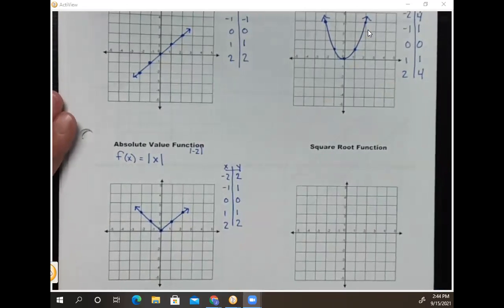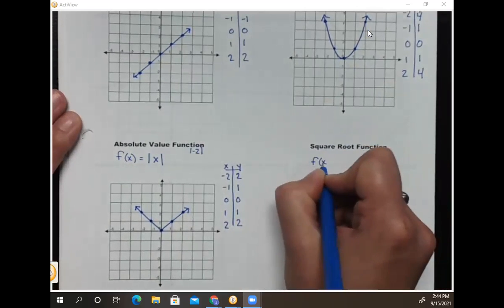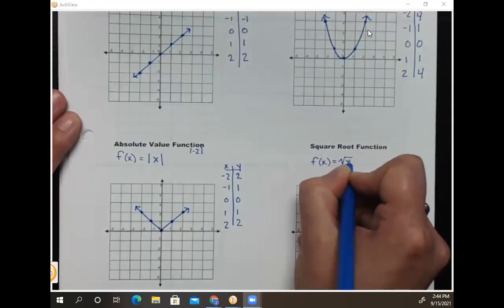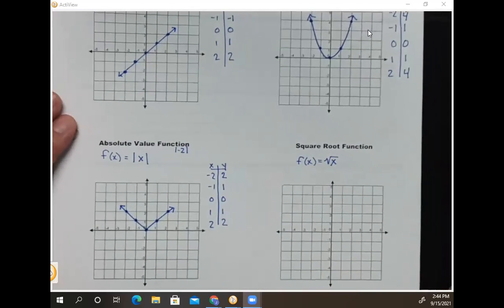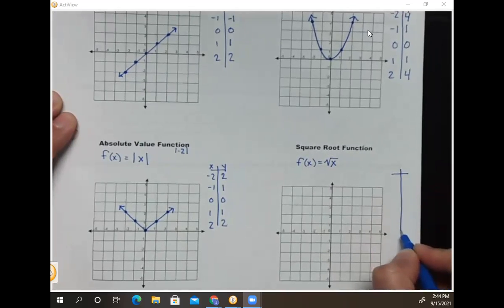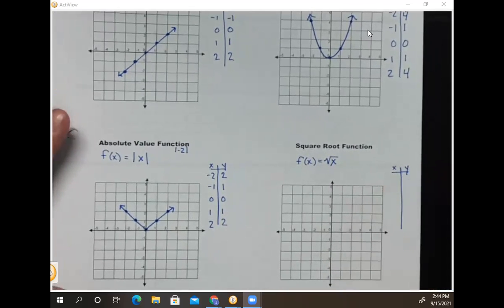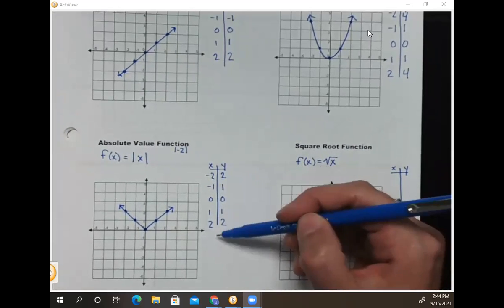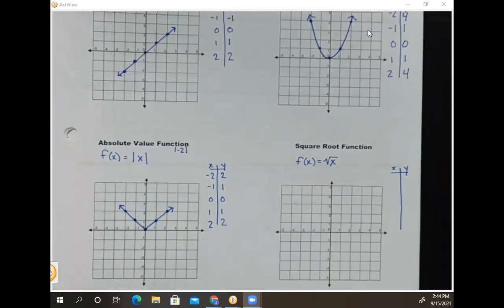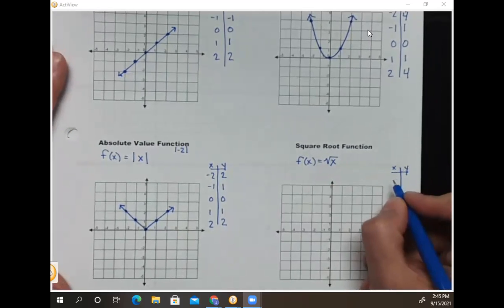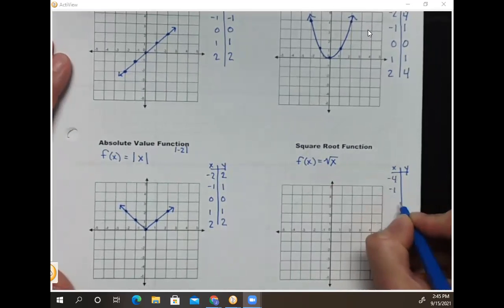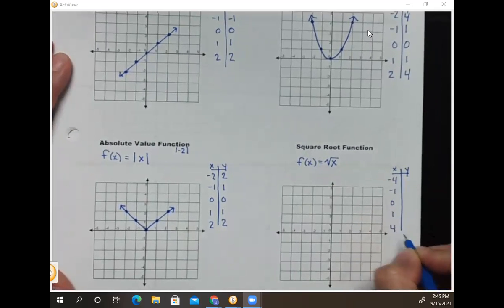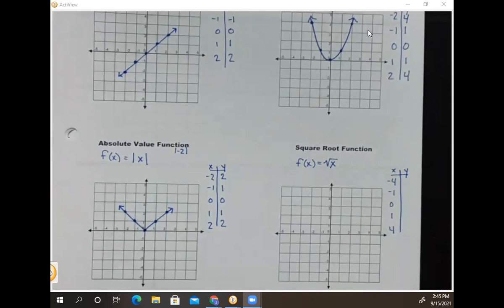And then finally, we're going to look at the square root function. So our parent function is just the square root of x. And again, I'm going to make a table. I'm going to change a couple of the values that I use in my table though. So I've used -2 up to +2 so far. Instead of using 2's, 2 doesn't have a nice square root. So I'm going to use 4 instead. Okay. So instead of -2 and +2, I'm going to use -4 and +4.